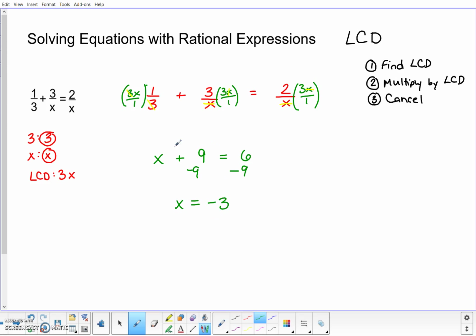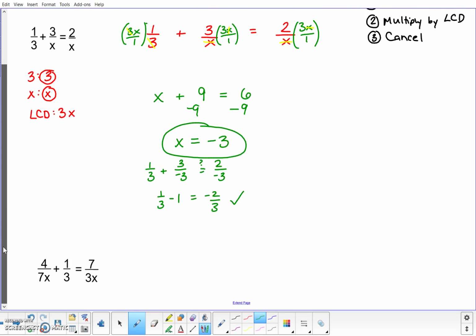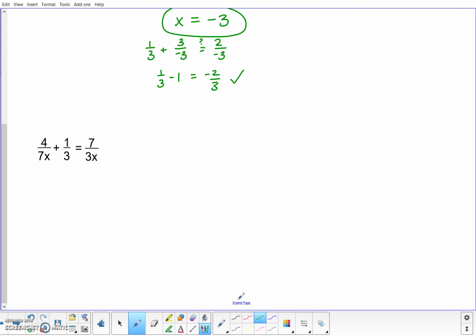It's always good to check your answers by plugging back in. So let's check. 1/3 plus 3 over negative 3. Does that equal 2 over negative 3? So 1/3 minus 1, does that equal negative 2/3? Yes, because 1/3 take away 1 is negative 2/3. So x equaling negative 3 is a good solution. Let's try the next problem.